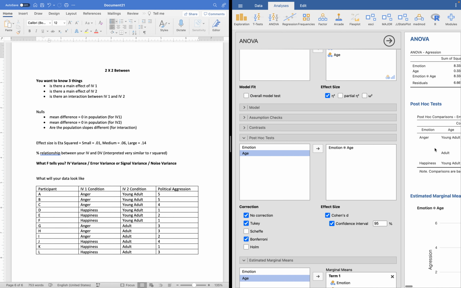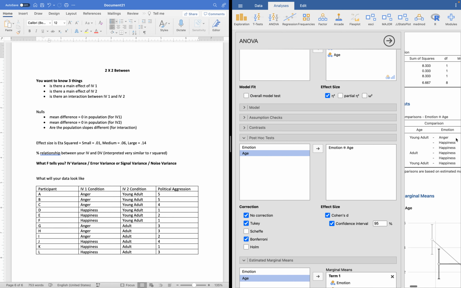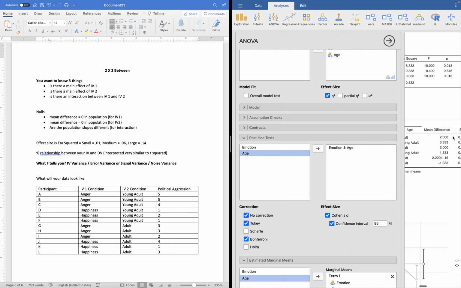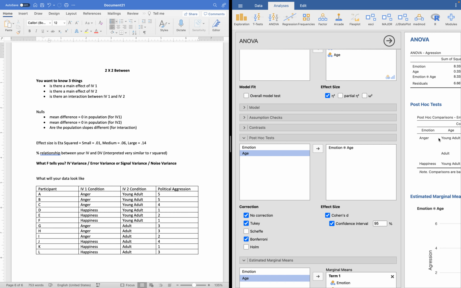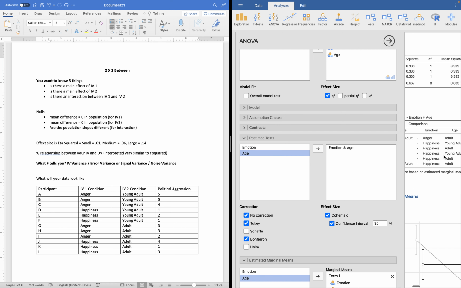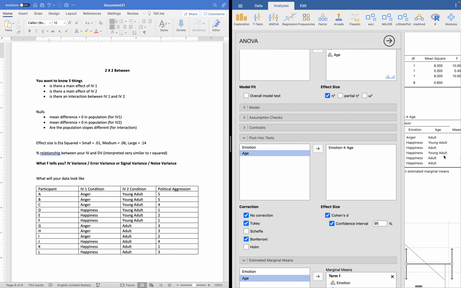But essentially, this right here is young adult anger versus adult anger. The mean difference was 2, right? Is this significant? No, not with correction. Yes, if you previously predicted it. 95% confidence interval. It's all the same stuff, but you can get all your mean comparisons here. This one right here is angry adult versus happy young adult, like if you want to make those comparisons.